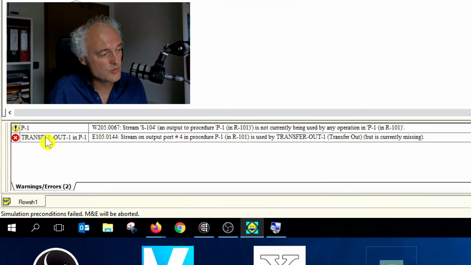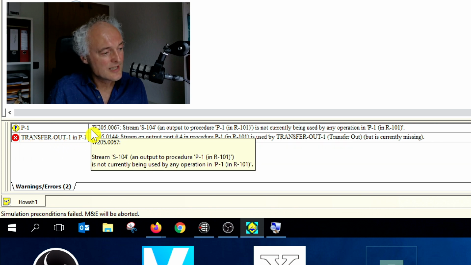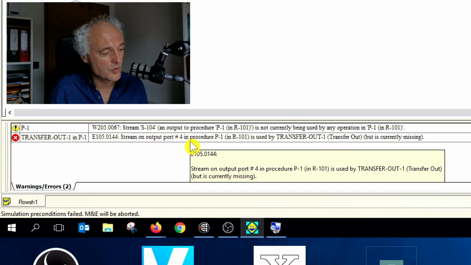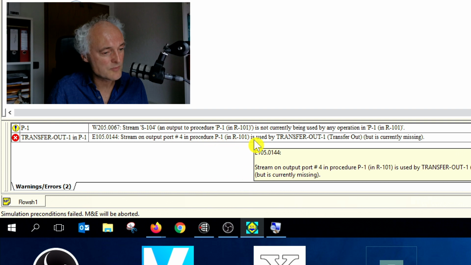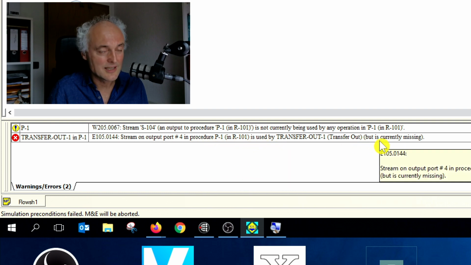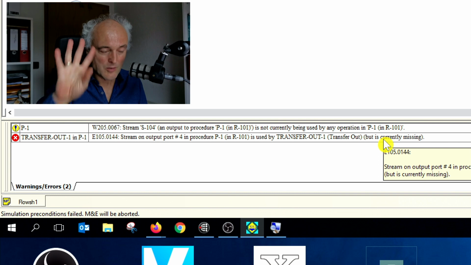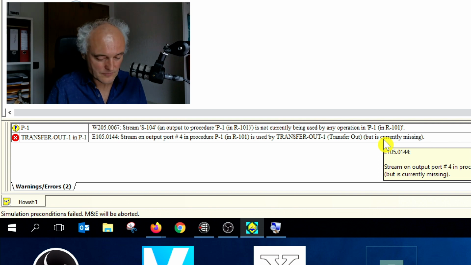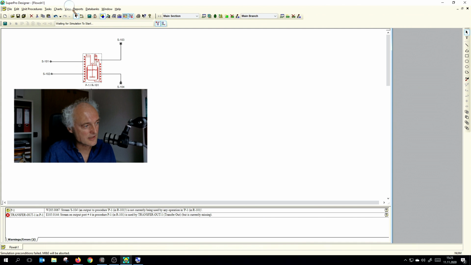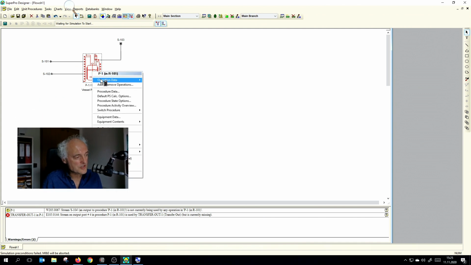So you see, there is a red error. Start with the red errors, then the yellow errors. Stream on output port 4 in procedure P1 is used by transfer out, but it's currently missing. This means you have to go to this procedure, transfer out, and check where the problem is. Port 4 was chosen. So let's go to operation data. And this is procedure 1. This is vessel procedure 1.